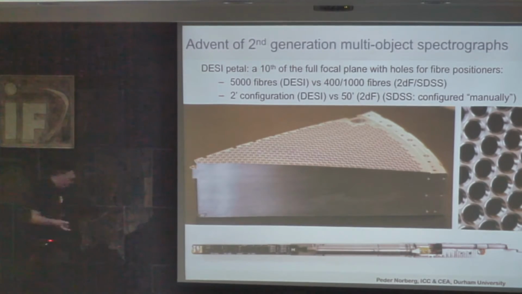But that doesn't help. 2dF and this multiplexing is great, but 400 or 1,000 fibers done manually by people doesn't give you the speed you need to do the 35 million objects over a couple of years. So you need, again, an advanced second generation multi-object spectrograph. You really need to boost up the technology. Technology is, again, linked to what you can do.